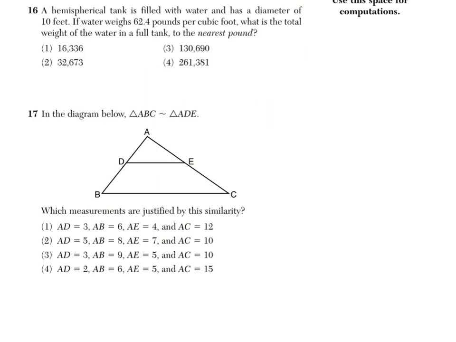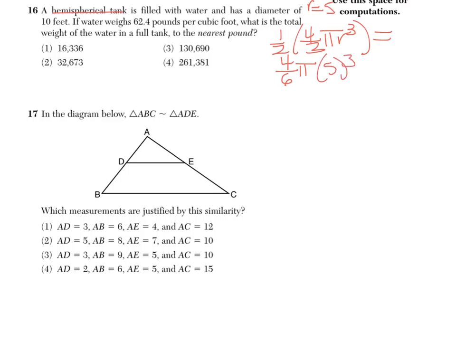Number 16. A hemispherical tank is filled with water and has a diameter of 10 feet. If water weighs 62.4 pounds per cubic foot, what is the total weight of the water in a full tank to the nearest pound? So the volume formula for a hemispherical tank, that's 1/2 of a sphere, is 1/2 times the volume formula for a sphere, which is 4/3 pi r cubed. So we get 4/6 pi. The diameter is 10, so that means the radius is equal to 5.